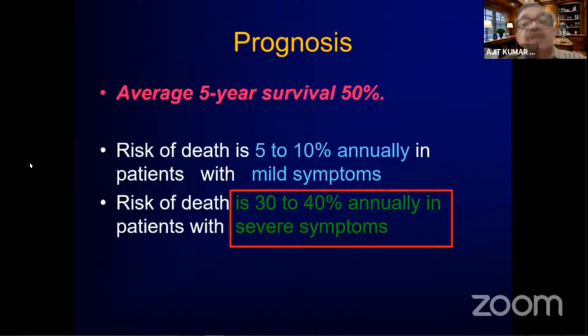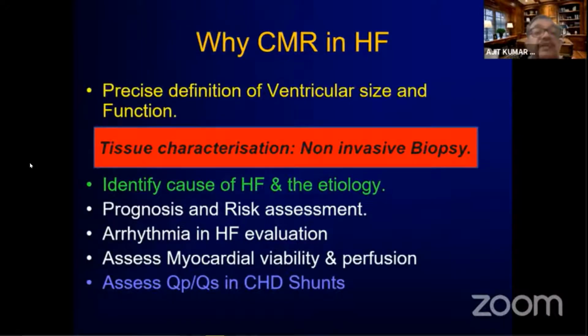What is the prognosis? The average 5-year survival rate is about 50%. One should understand that the risk of death with mild symptoms is 5 to 10% annually, while it is 30 to 40% in severe symptoms. All indicating that we need to know what the problem is so that we can take care of what the disease is.